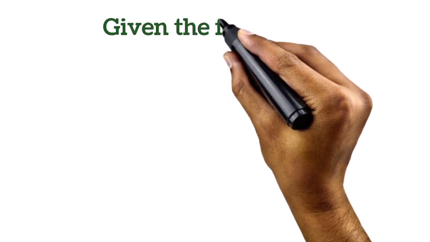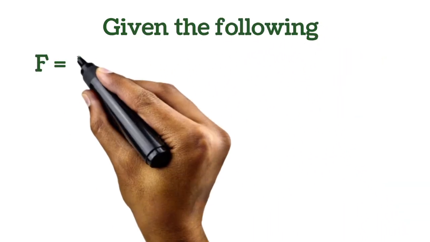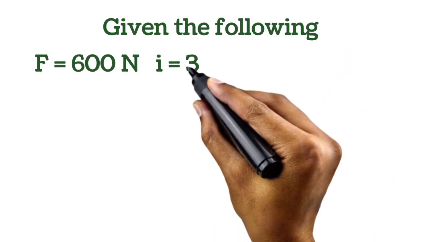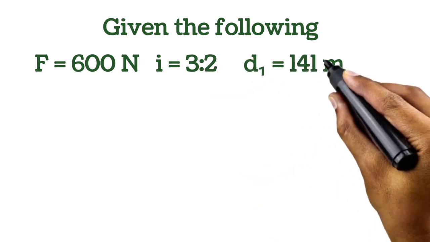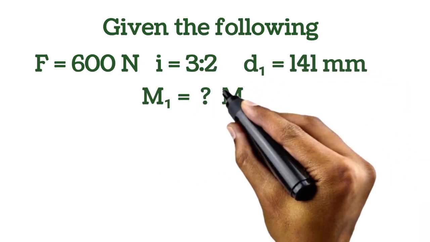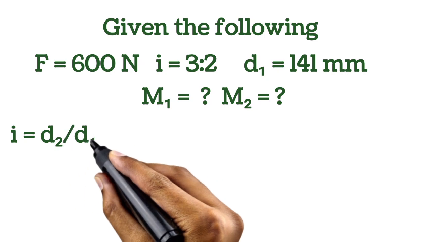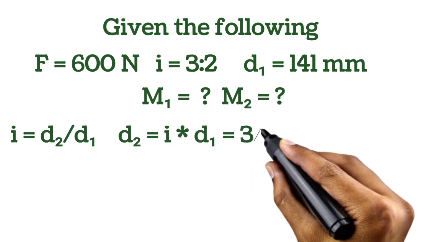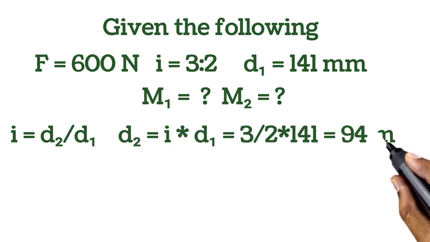Given the following, F is 600 Newton, I is 3:2, D1 is 141 mm. I is equal to D2 divided by D1. Therefore, D2 is equal to I times D1, which will give us 94 mm.